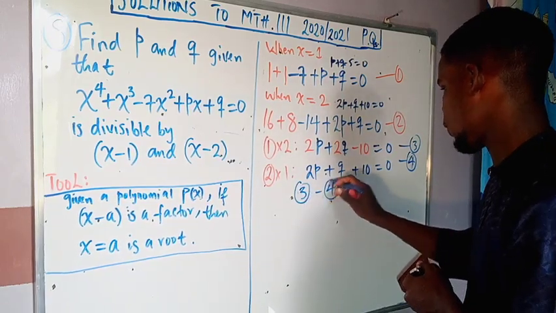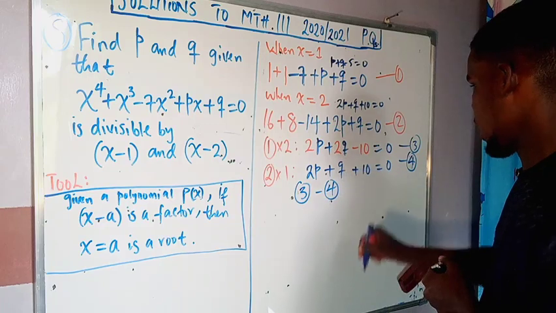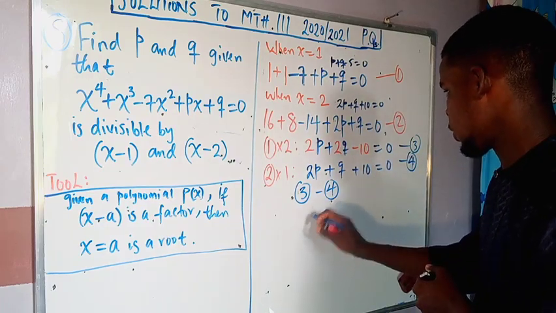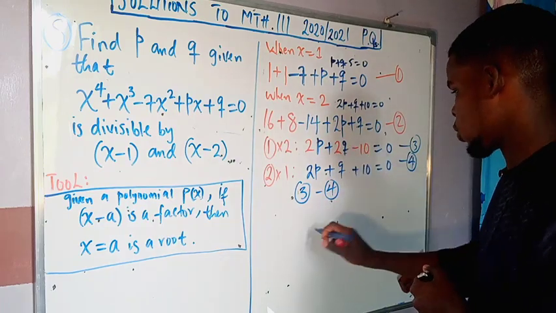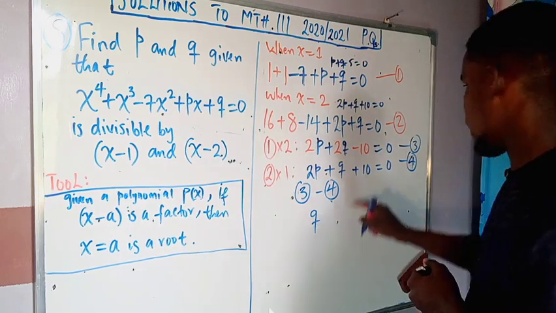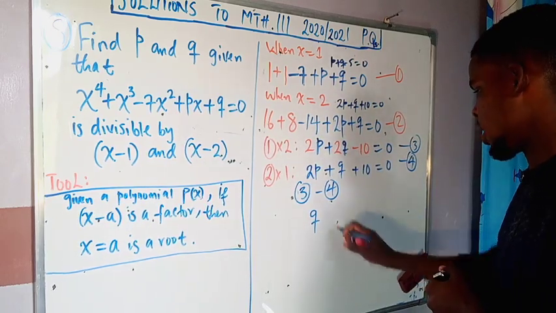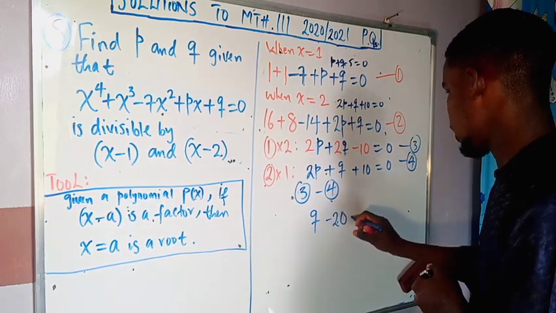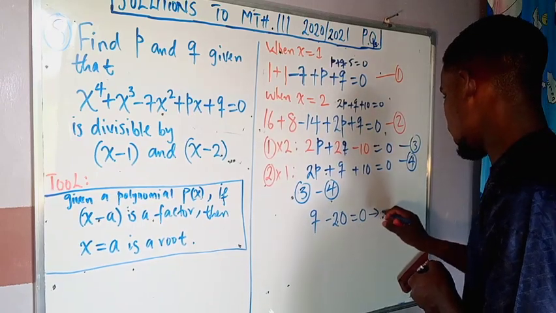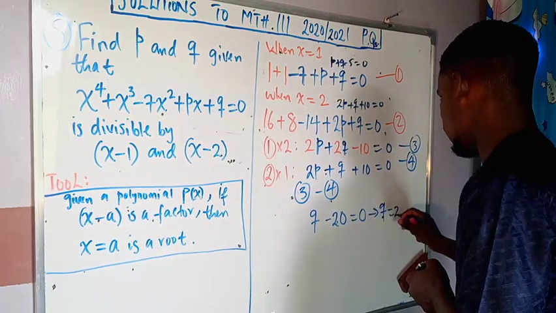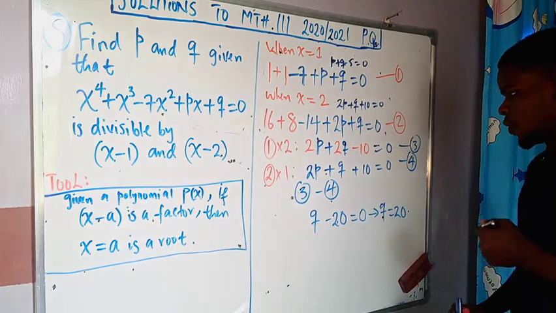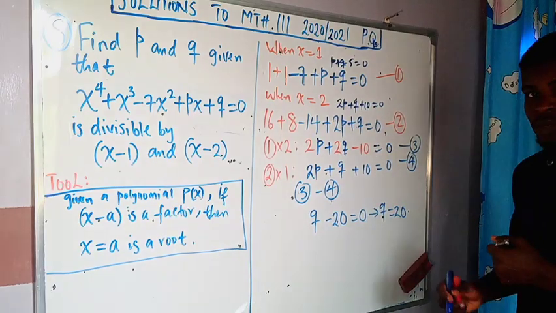We're going to have this minus that, this minus that, this minus that. That will give us 2q minus q, which will just remain q here. And then negative 10 minus 10, that will be negative 20, and we equate that to 0. This tells us that q is in fact 20. Very nice, we're just using the elimination method.